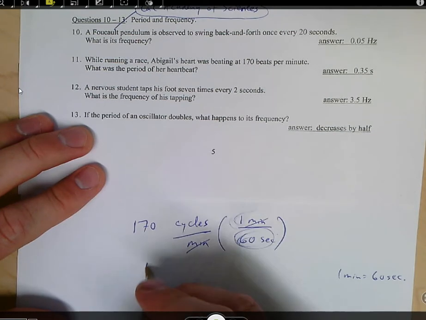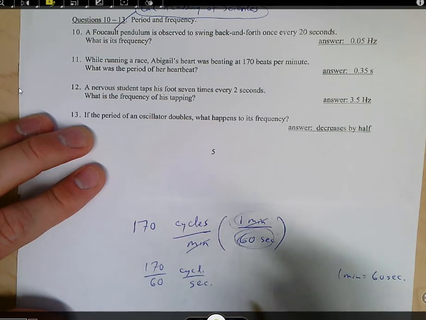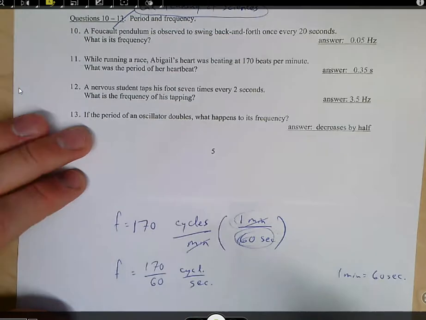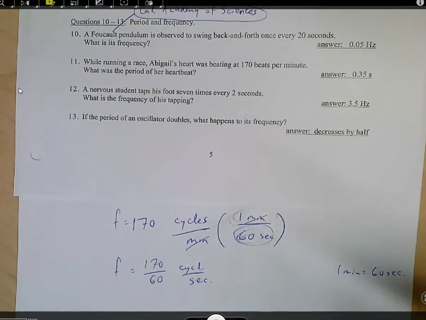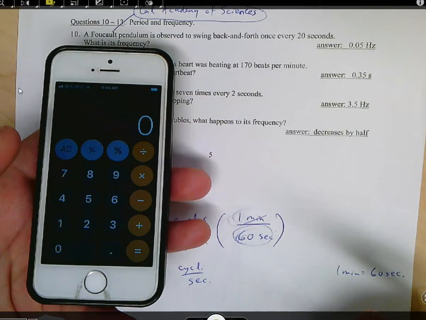I'm going to take 170 divided by 60, and I'll have cycles per second. This is my frequency. So this was also a frequency here. Let's simplify here. I'm going to take the calculator again. Hopefully you can see this. Okay, there we go.